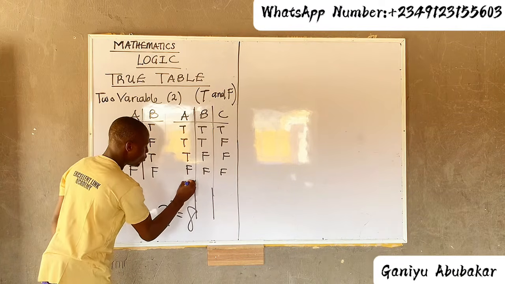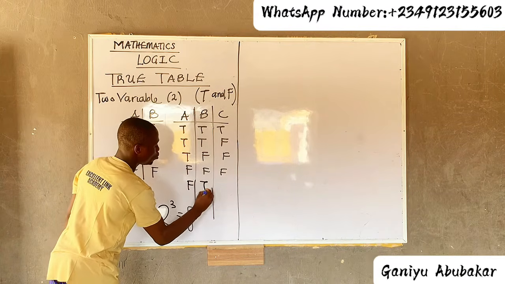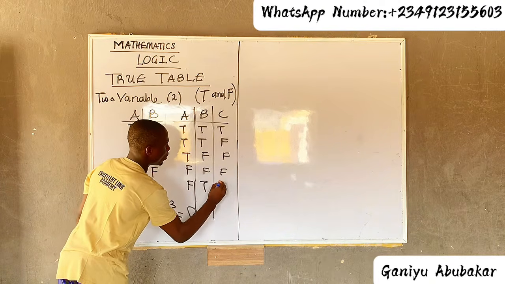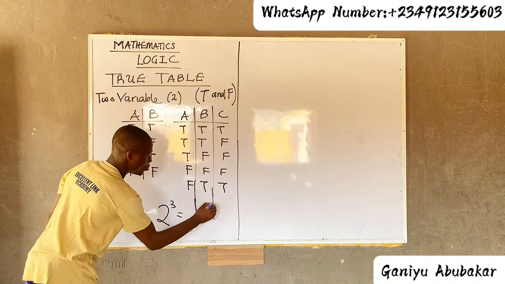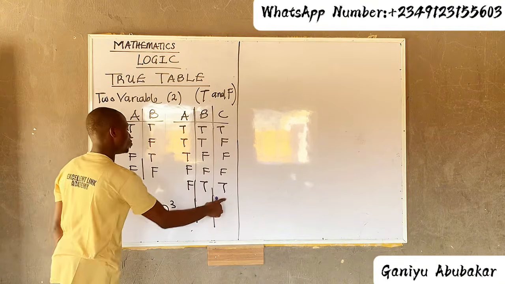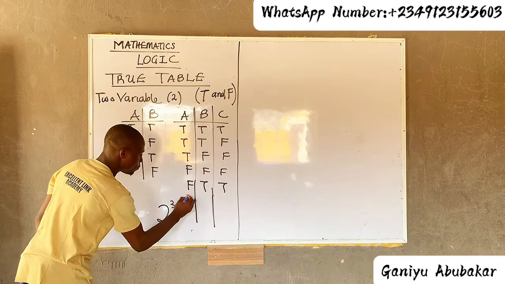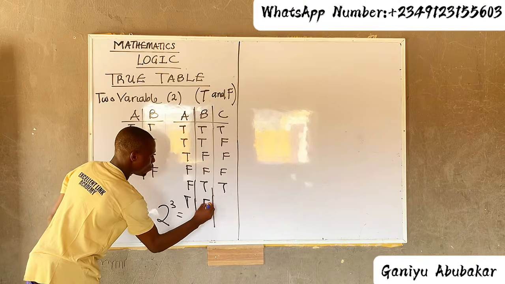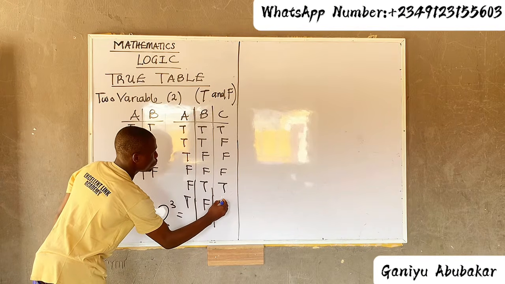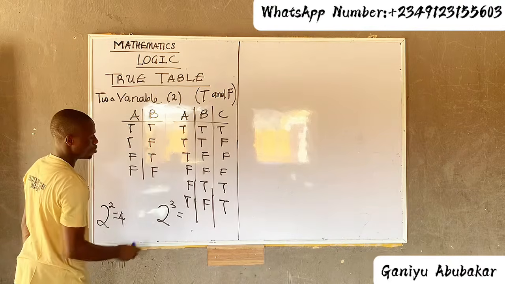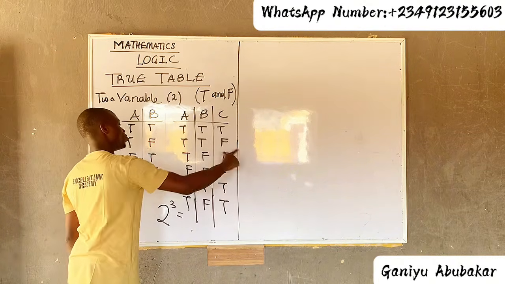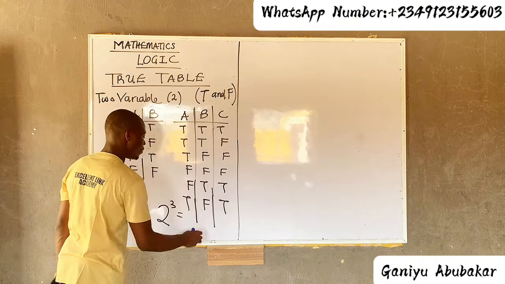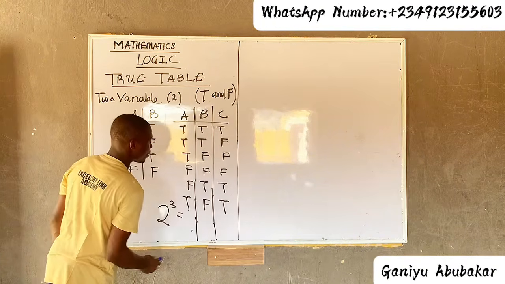I can have false, true, true, right? False, true, true. If I have false, true, true, I can have true, false, true, false, true, right? True, false, true. Let's count. 1, 2, 3, 4, 5, 6, 7, 8. I have two more left.